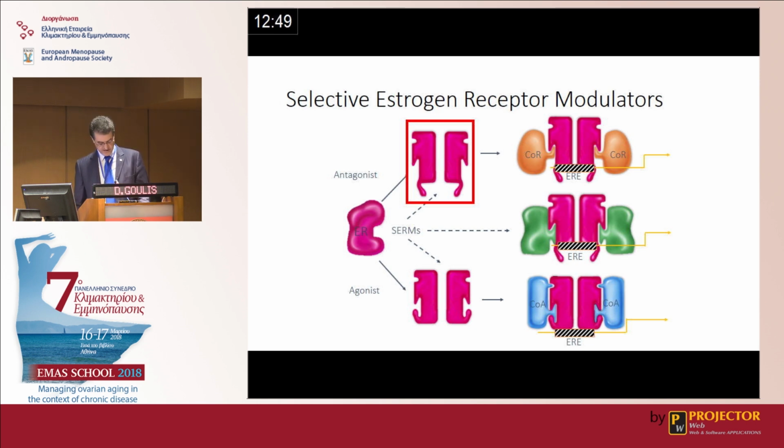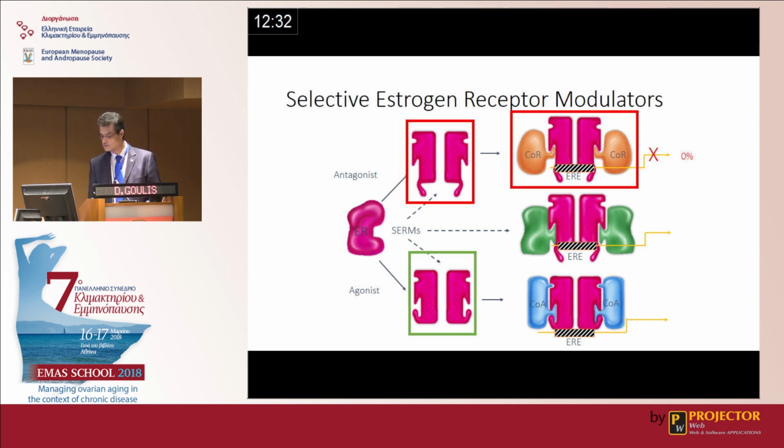So you can see in the first example that we have a classic paradigm of an antagonist. It changes shape, it binds with a repressor, and you have the true action of an antagonist, no signal transduction from there. On the last line of the slide, you can see exactly the opposite, an agonist, and the result here is a fully functional combination. Of course, you can have everything in the middle according to the stereochemical structure of the estrogen receptor.